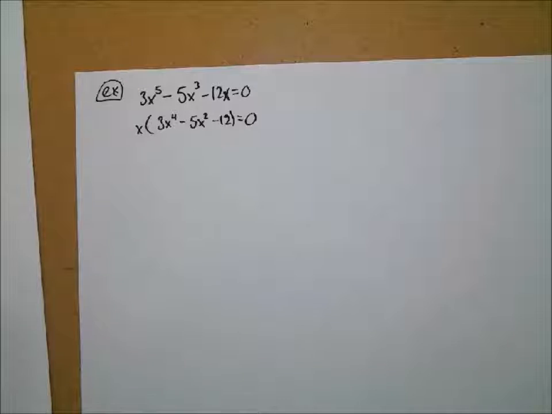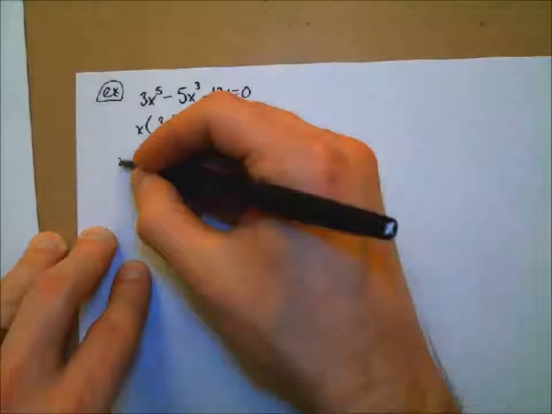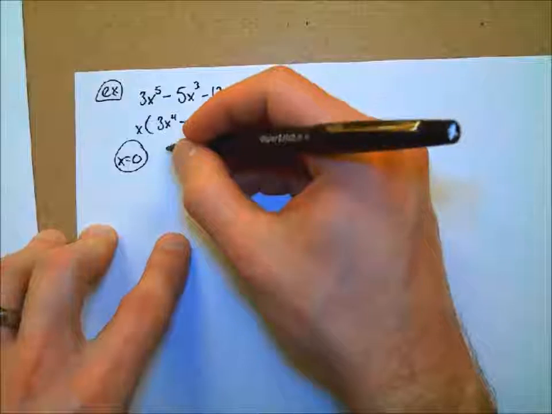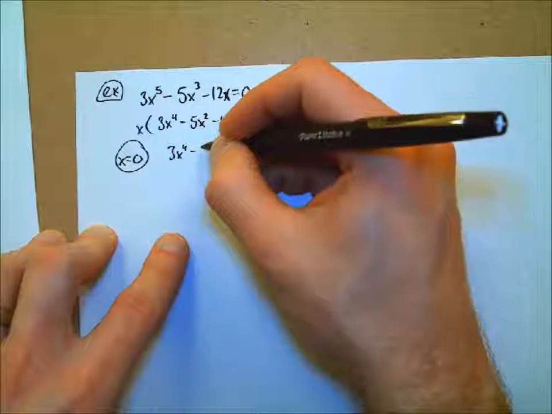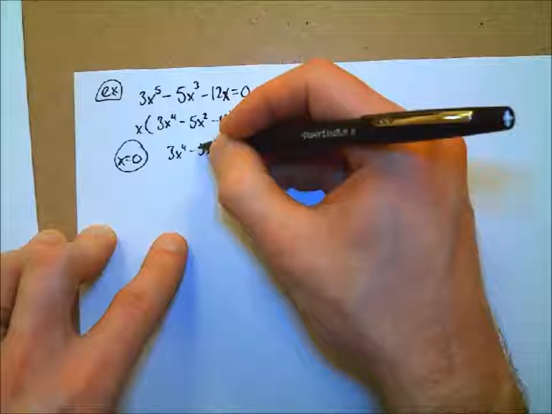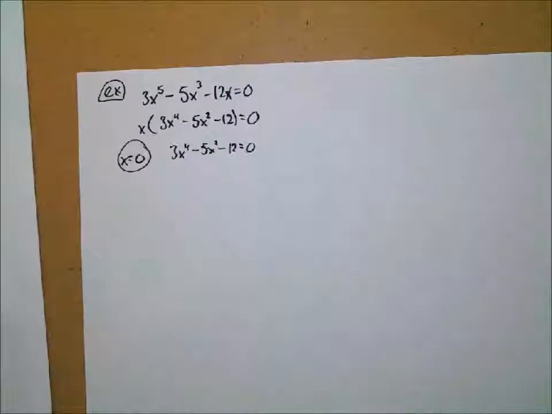So at this point, again, it's kind of up to you. You could divide the problem up now and say, aha, x is equal to 0, and then solve, there you have a solution already. And then 3x to the 4th minus 5x squared minus 12 equals 0. So you can divide the problem up now if you want to, or you can leave it all together and then just solve at the end. It's up to you. I've written in pen, so now this is the way we're going.